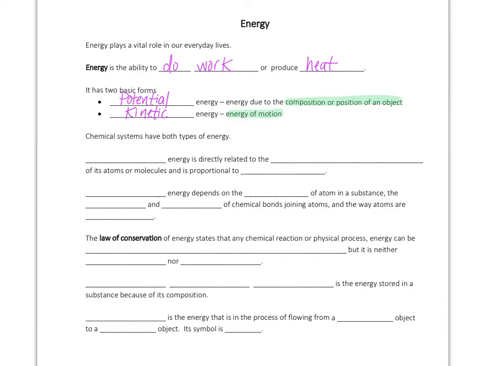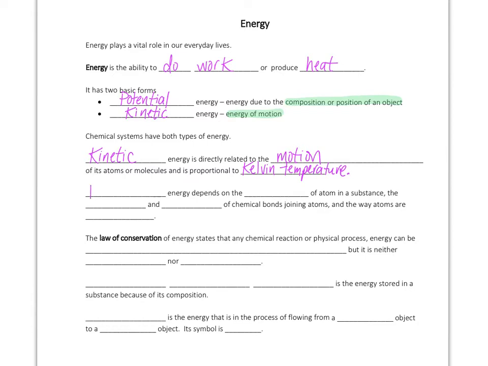Okay. Chemical systems can have both types of energy. We've got kinetic energy, which is going to be directly related to the motion of the atoms or molecules that a system has, and it's going to be proportional to the Kelvin temperature. Again, these are some things that we've already covered in unit number 2.